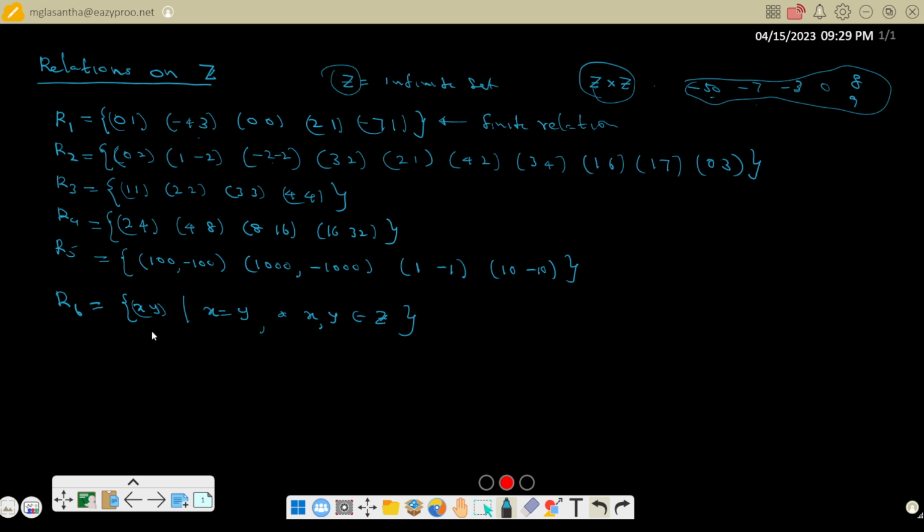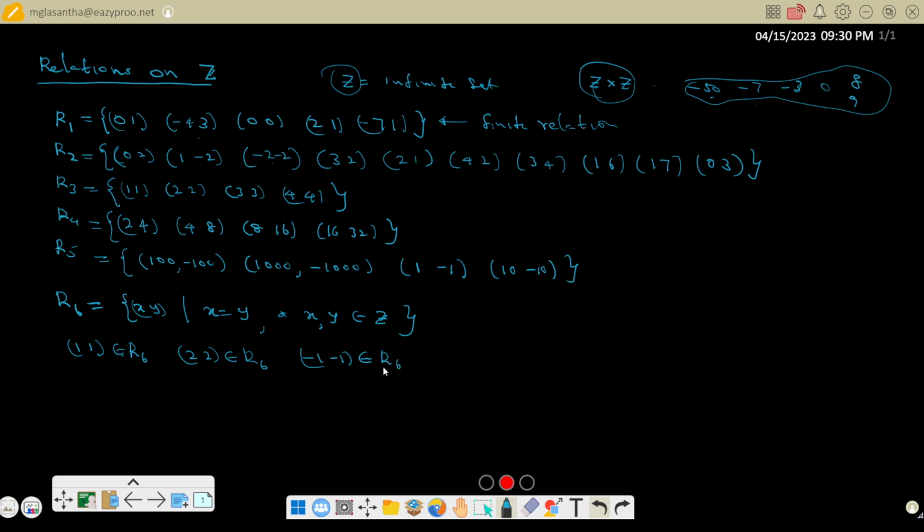Then how do you write them? Can you list out a few elements of R6? If I say (1, 1), does it belong to R6? Yes or no? Yes, sir, because x equals y. Does (2, 2) belong to R6? Yes. Does (-1, -1) belong to R6? Yes. Can you read the expression?